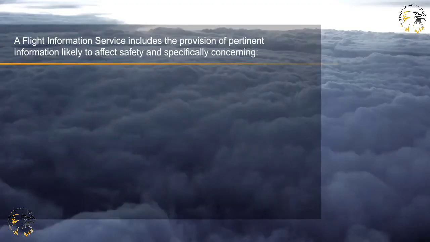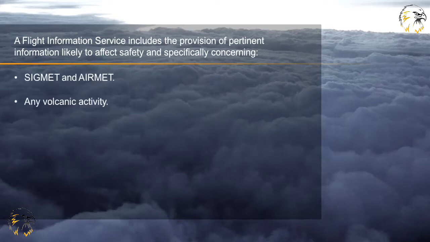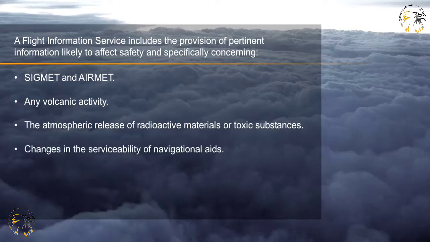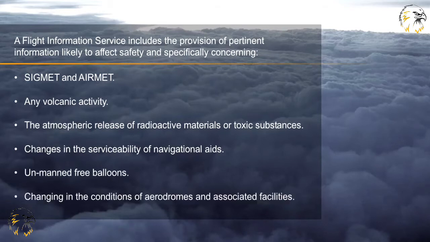A flight information service includes the provision of pertinent information likely to affect safety, and specifically concerning SIGMET and AIRMET, any volcanic activity, the atmospheric release of radioactive materials or toxic substances, changes in the serviceability of navigational aids, unmanned free balloons, changes in the conditions of aerodromes and associated facilities.